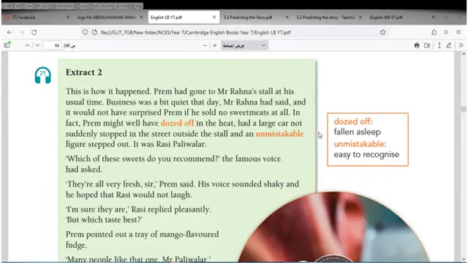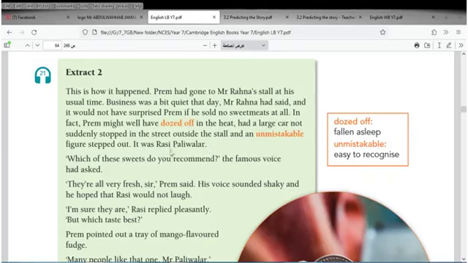Extract 2. This is how it happened. Preem had gone to Mr. Rana's stall at his usual time. Business was a bit quiet that day, Mr. Rana had said, and it would not have surprised Preem if he sold no sweetmeats at all. In fact, Preem might well have dozed off in the heat had a large car not suddenly stopped in the street outside the stall, and an unmistakable figure stepped out.